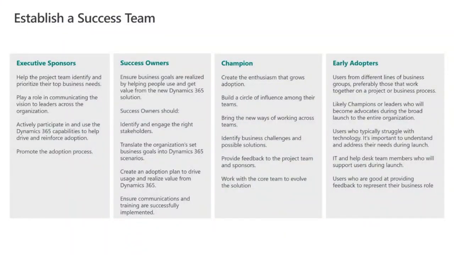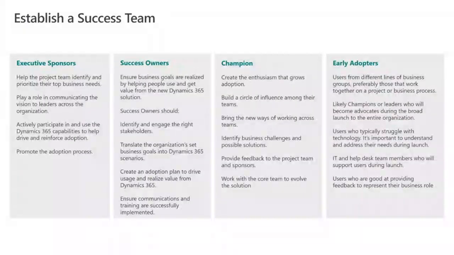We have identified 4 core groups of users within your organization that can help you with your user adoption plans. The first and foremost one is the executive sponsors. You want to make sure that you have your executive sponsors on board. They are the users who are going to provide you with the business needs and objective. They also play a key active role in communicating the vision to the rest of the organization, as well as their executive peers.